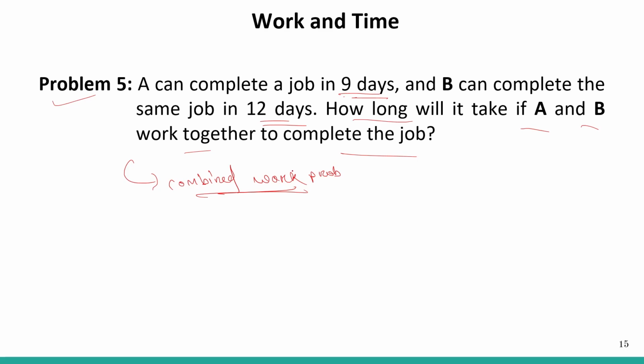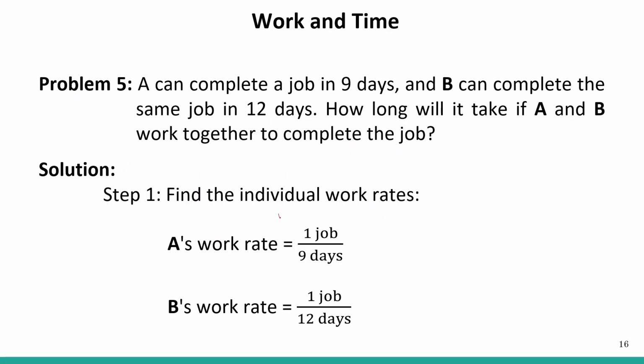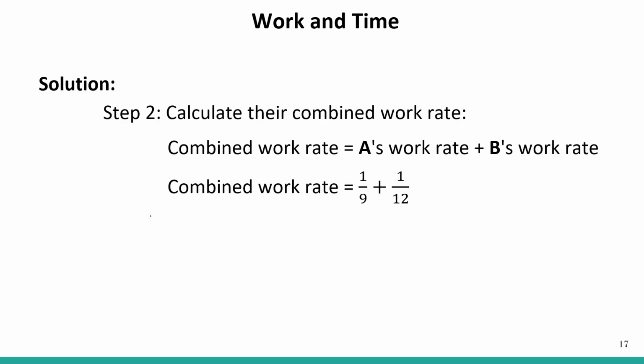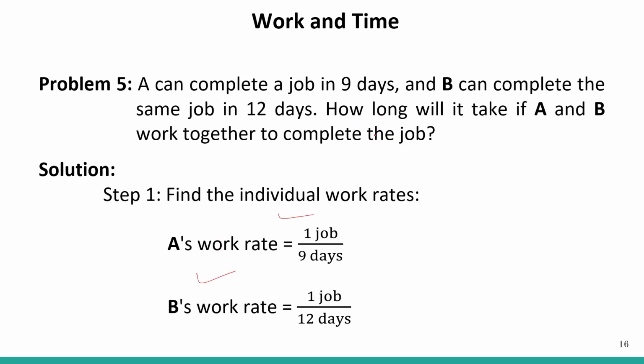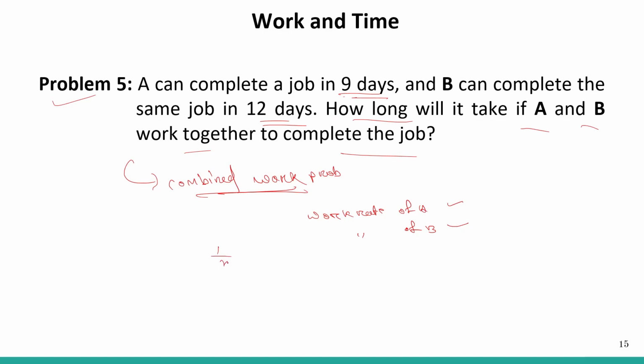Let's get a rough sketch of what we are going to do. We'll calculate the work rate of A and the work rate of B individually, and then calculate their combined work rate. The combined work rate is calculated as 1 by x plus 1 by y, as we have already discussed in the previous lectures. So it will be 1 by 9 plus 1 by 12. So this is 4, so this won't be 12. This will be what?